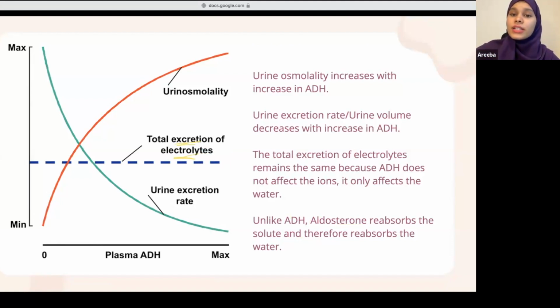And this red graph is basically the osmolality. So if we look at the x-axis, it's gradually increasing the ADH. And if we look at the osmolality, it is increasing, right? So as ADH increases, the osmolality will increase. And as the ADH increases, it's going to affect the urine excretion rate or the urine volume. Okay. So ADH is going to affect water. That's why it's only going to affect the osmolality and the urine volume. It's not going to affect anything happening to the electrolytes.